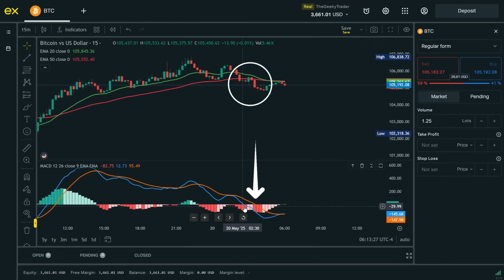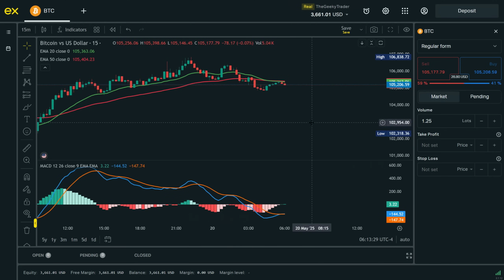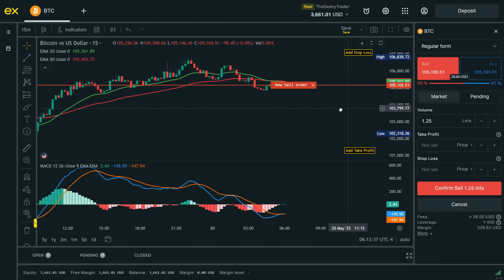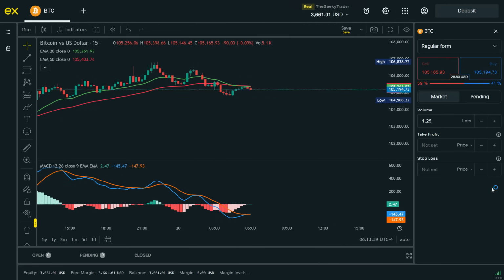But I missed that initial entry. So what did I do next? I waited patiently for a pullback. That is, for the price to move back up toward the 20 EMA, the green line. Then I looked for a bearish rejection near that 20 EMA, a sign that the pullback is losing steam and sellers are stepping back in. That's exactly what happened, and that's where I took my short position.